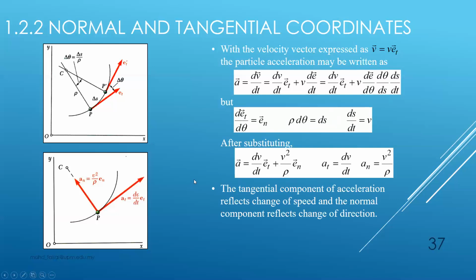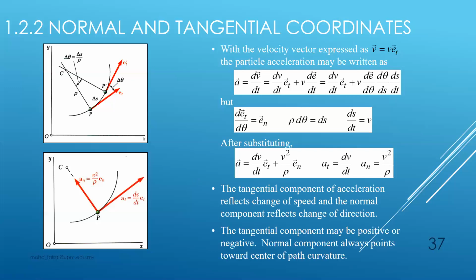The tangential component of acceleration reflects change of speed, and the normal component reflects change of direction. The tangential component may be positive or negative. The normal component always points towards the center of the path curve. If you have multiple curves, then the center will be different.